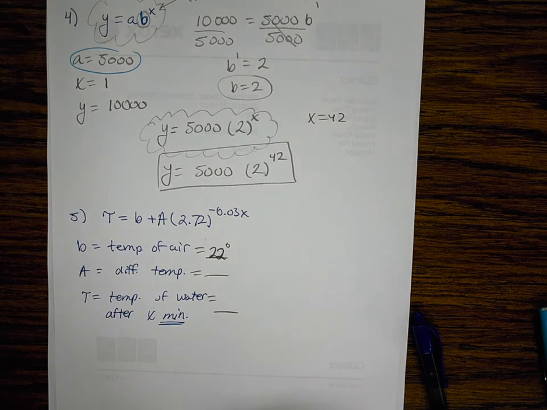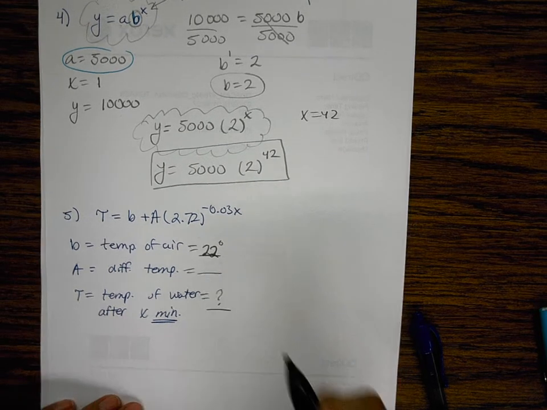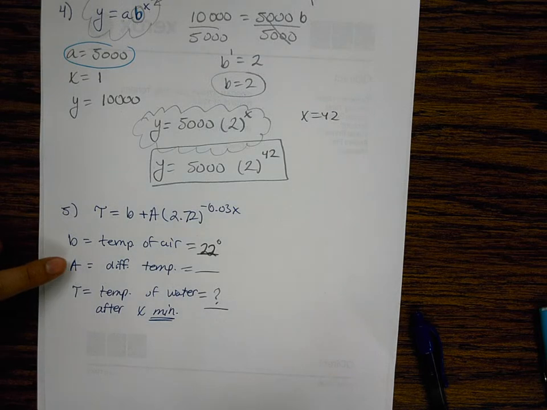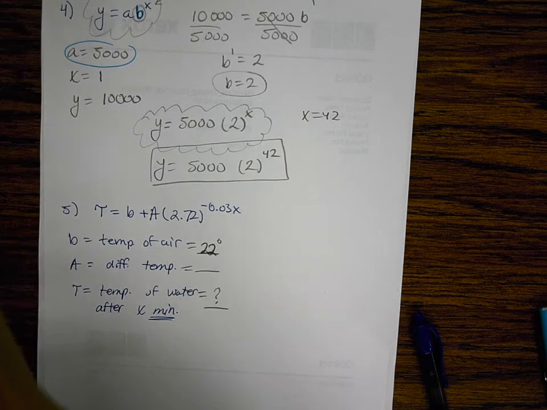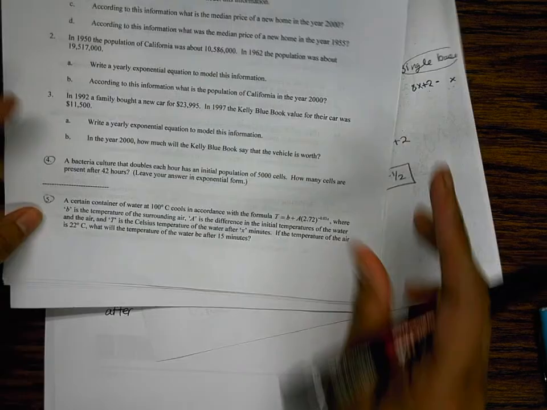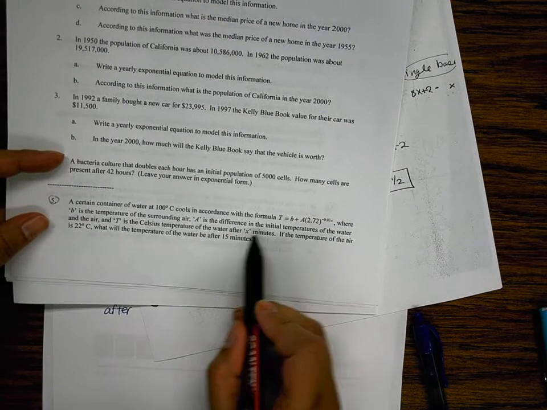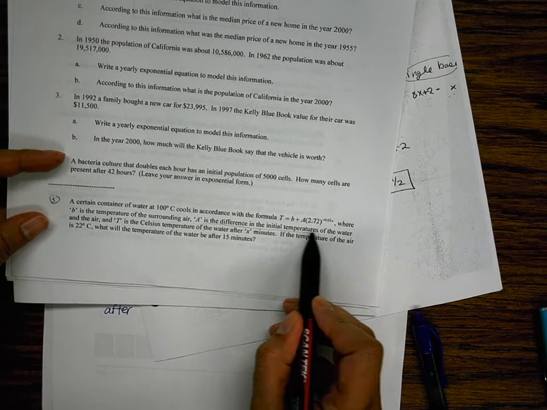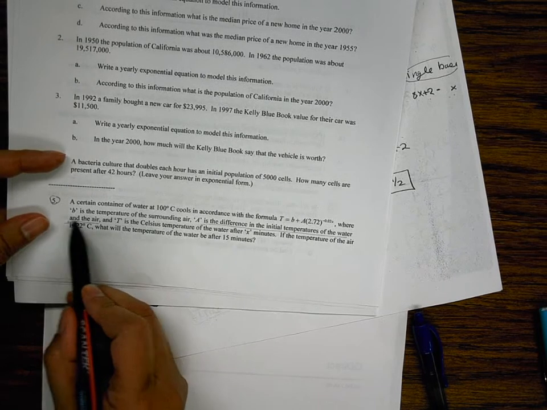If the temperature of the air is 22 degrees Celsius, what will the temperature of the water be after X minutes? This is what we're looking for here. So what is the difference in the temperature? Now, if you go back to the wording, it says A is the difference in the initial temperature of the water and the air.